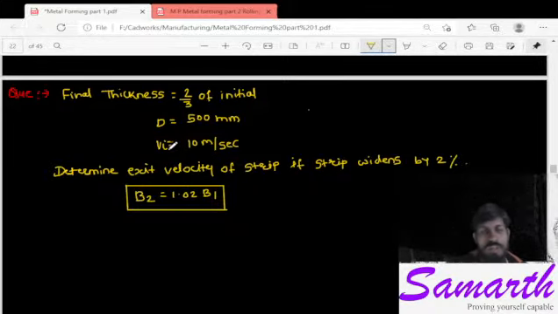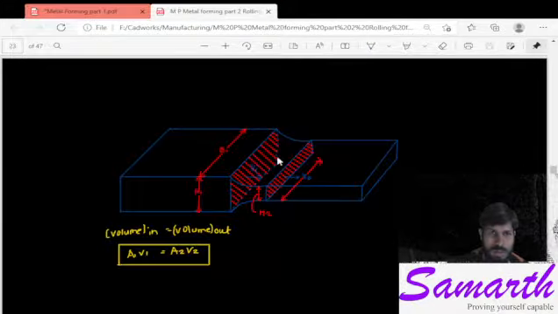The inlet or entry velocity is given, which means we have to find the exit velocity. So what we will do is use the relation A1 V1 equals A2 V2, because the mass flow rate is constant. The volume which is entering at the entry plane will be the same, and from that we can derive this relation, A1 V1 equals A2 V2. We will put in the value of A.